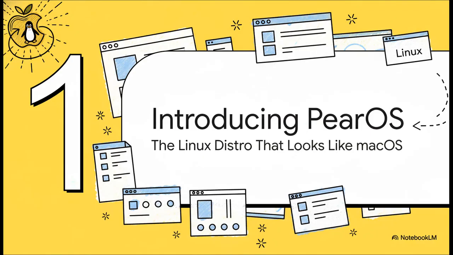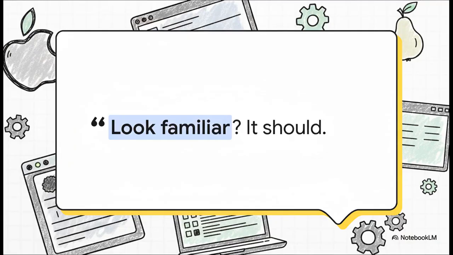Okay, let's meet the star of the show. What exactly is this operating system that's got so many people talking? Because, well, it looks an awful lot like something that comes out of Cupertino. This quote from ZDNet, man, it just hits the nail on the head. The second you lay eyes on the PearOS desktop, you get it. The comparison is immediate. This thing isn't just inspired by macOS, it's practically its digital twin.